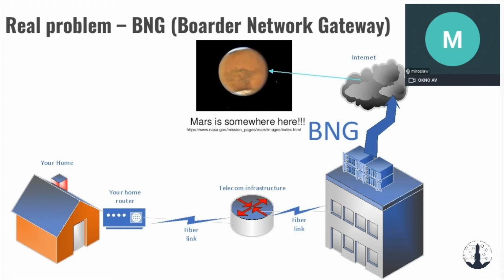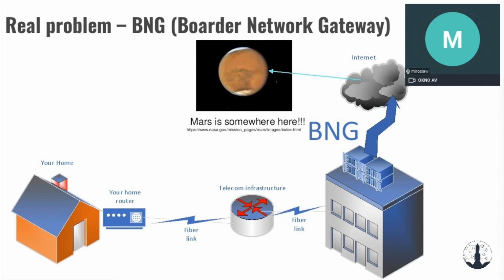Between you being at home, you have Wi-Fi from your probably home router, which is connected through a fiber link to some telecom infrastructure, and this telecom infrastructure connects your home router with a device which is called the BNG, BNG stands for Border Network Gateway, and this BNG device, inside of the operator's site in this big building, normally in the city centers, connects you to the internet. What is the BNG?